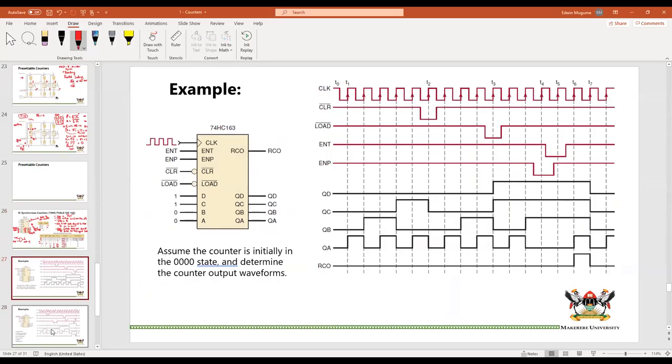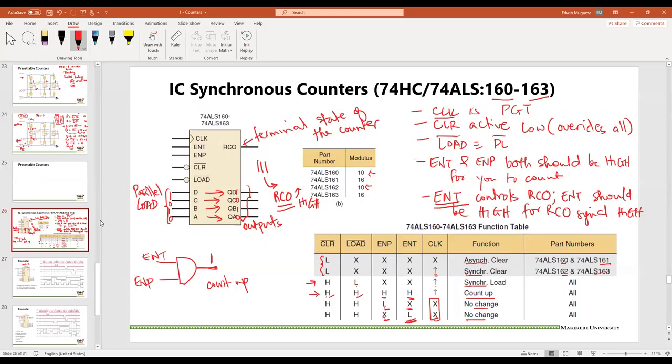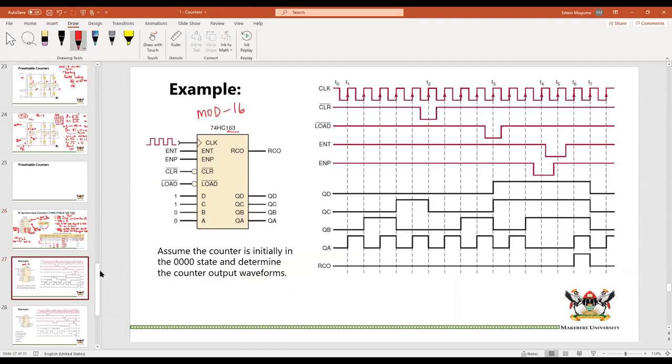Now let us look at an example. With this example, you really need to be very attentive because you may not get it. So we have our 163, and we know that this is a mod 16, as we have already seen here. 163 is mod 16. And actually the one we've been given is now the HC, so it's the CMOS.